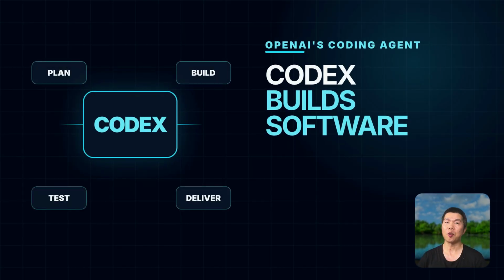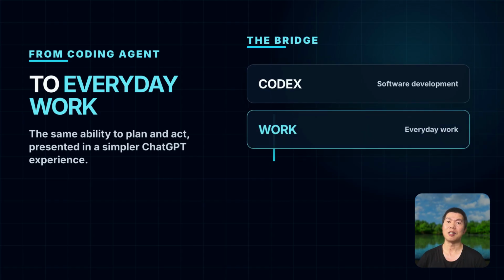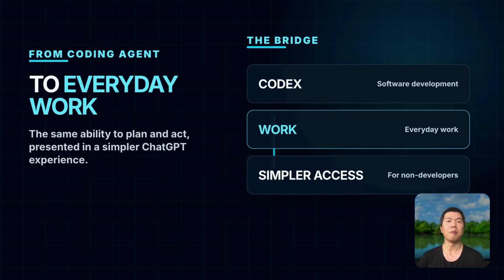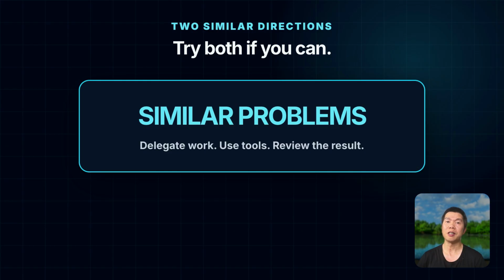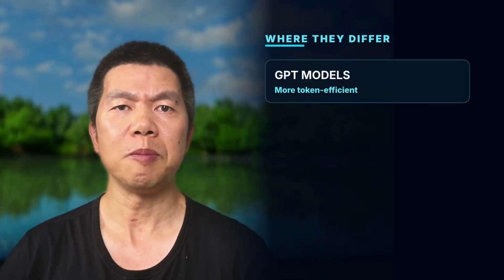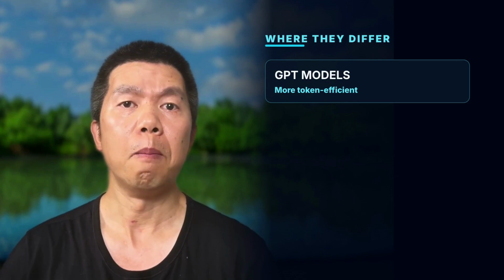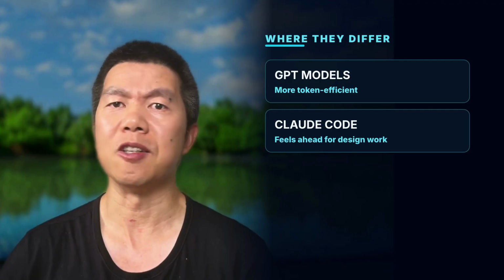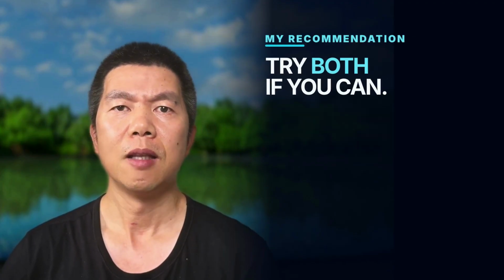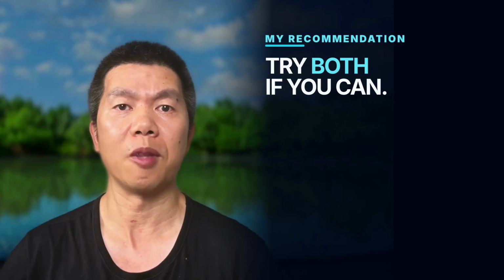OpenAI also has Codex, its agent for software development. Work brings many of those capabilities into a simpler ChatGPT experience designed for everyday work, especially for people who are not software developers. If you already know Claude Cowork, ChatGPT Work will also feel familiar. The two are trying to solve very similar problems. Many people find the GPT models in ChatGPT Work more token efficient and therefore more cost effective. Claude Cowork still feels ahead in certain areas, especially design. Overall, I think it is worth trying both if you can.